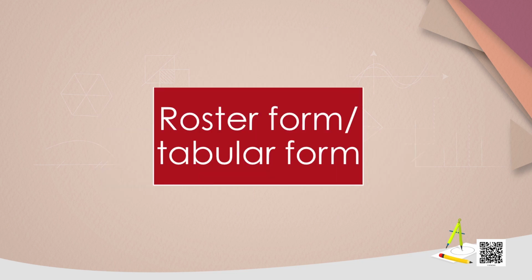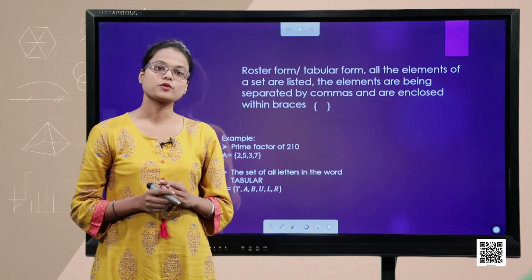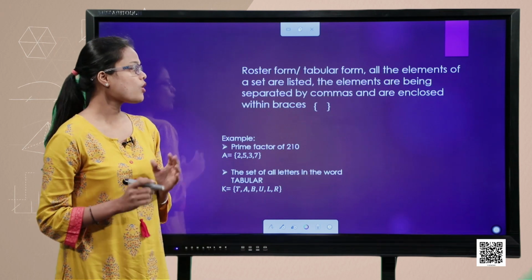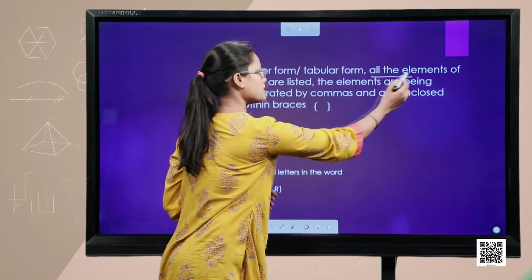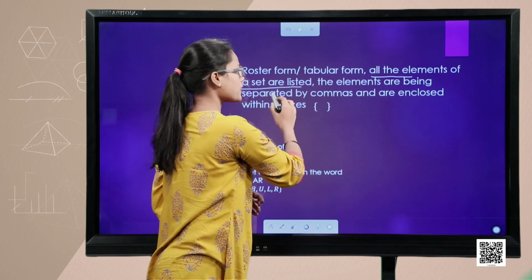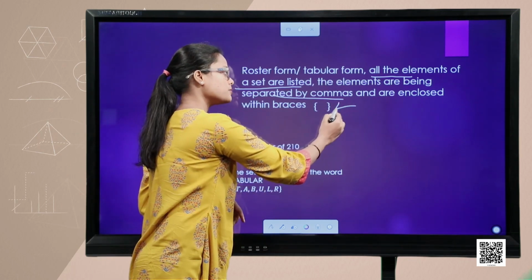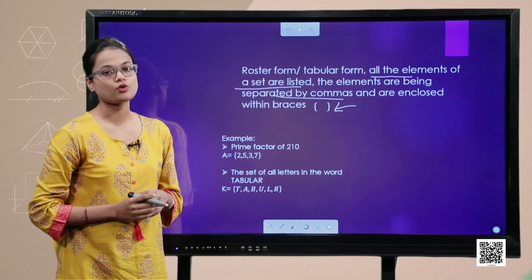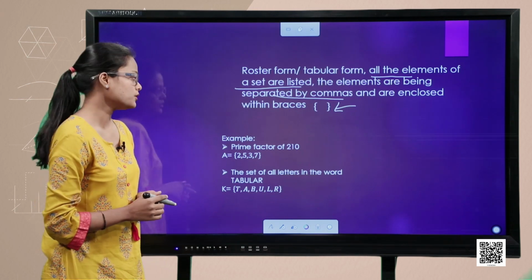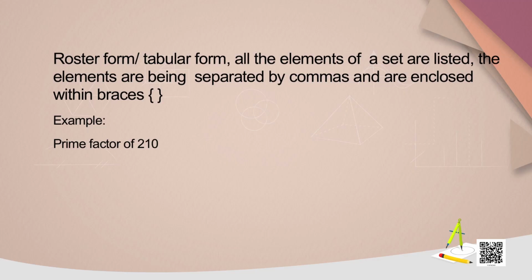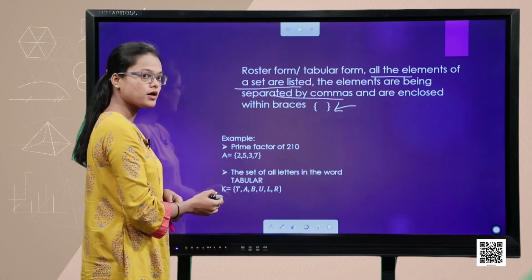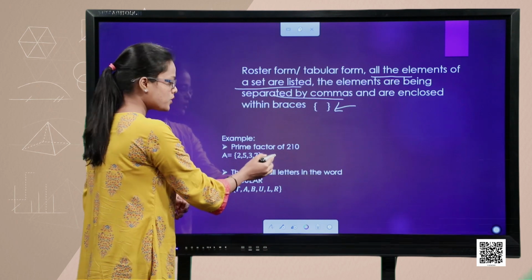So, let us study how we can represent a set in roster form. In roster form, what we have to do is list all the elements. Then, we separate these elements by commas and enclose them within curly brackets. These curly brackets are the notation of a set. As you can see in this example, prime factors of 210. How many prime factors are there of 210? 2, 5, 3, 7. So, first we list them all, separate them with commas and enclose them within brackets.